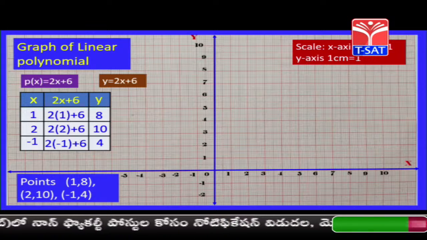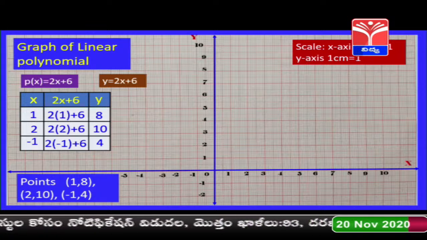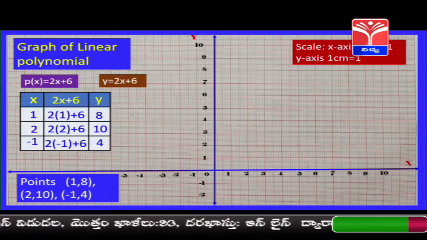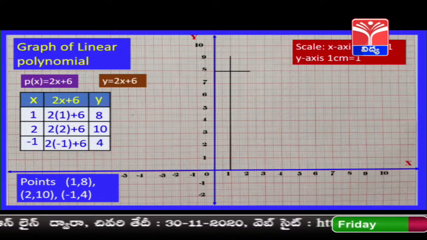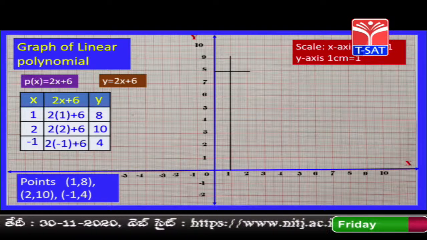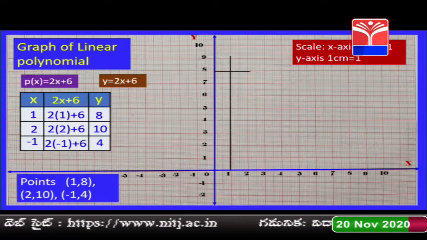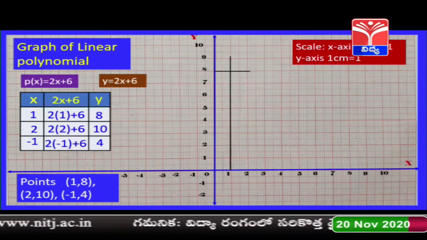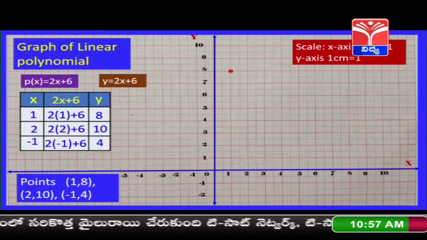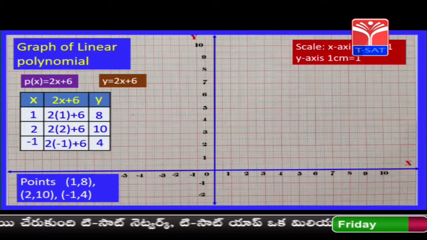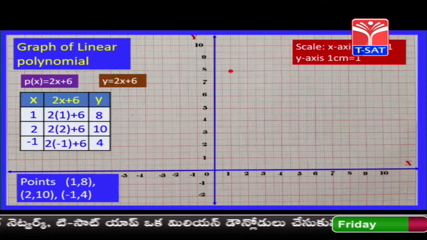Now try to plot the points. First one, 1 comma 8. We should consider 1 on the x-axis, 8 on the y-axis. The intersection of this is 1 comma 8. Now observe this point where it is located. So there it is. Okay.